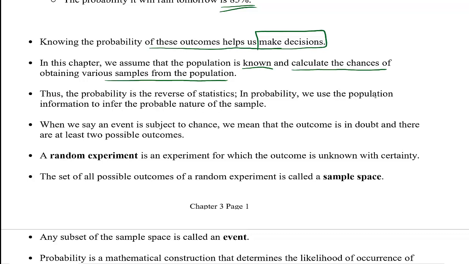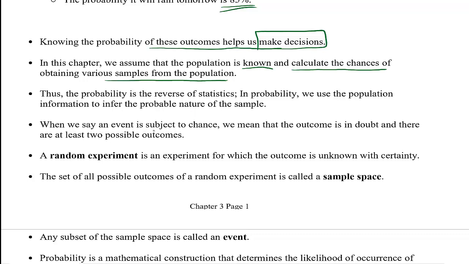In probability we use the population information to infer the probable nature of the sample. في الاحتمال بنستخدم معلومات المجتمع للاستنتاج عن احتمالية ظهور عينة ما، بينما في الإحصاء يكون المجتمع غير معلوم، ولمعرفة المعلومات المحتواة في المجتمع نأخذ عينة من هذا المجتمع وندرس خصائص هذه العينة ومن ثم نقوم بتعميمها للمجتمع. إذن the probability عكس statistics.